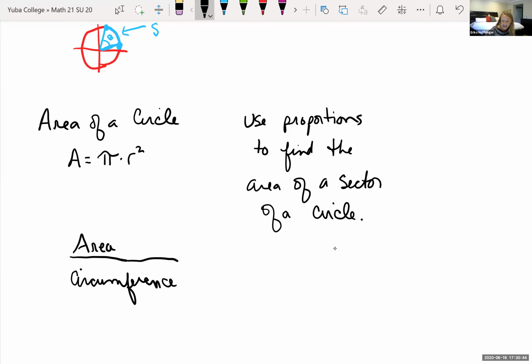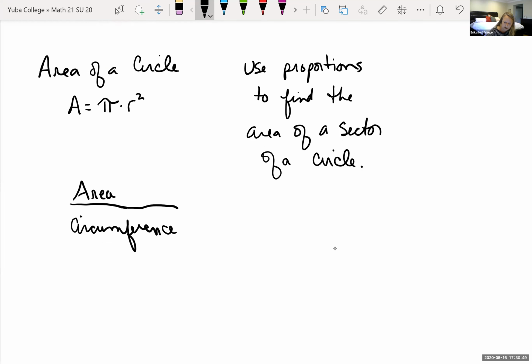Okay, so we know what the area of a circle is. The area of a circle is pi r squared, all over the circumference of a circle. So our circumference of our circle is 2 pi. I'm sorry, it's 2 pi r, right? The circumference of a circle is 2 pi r.